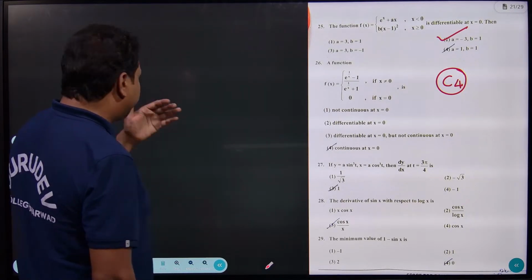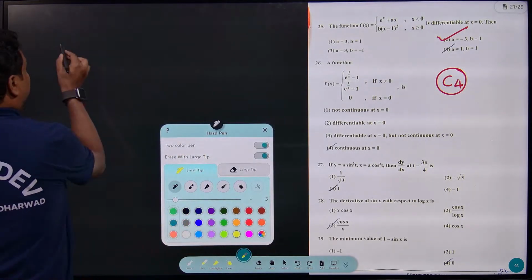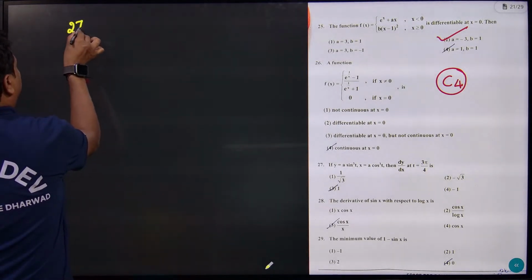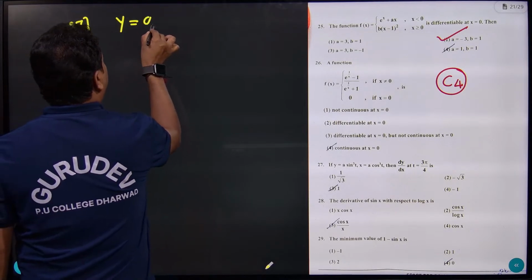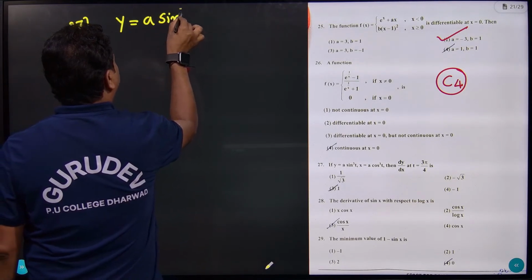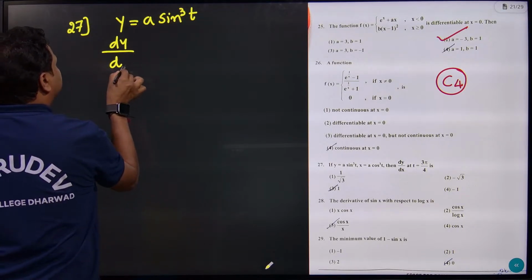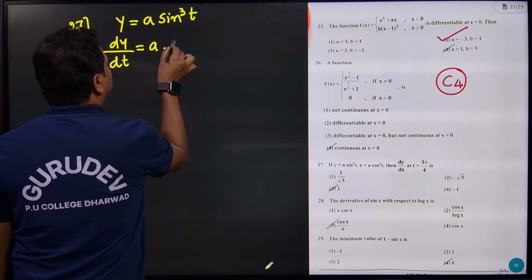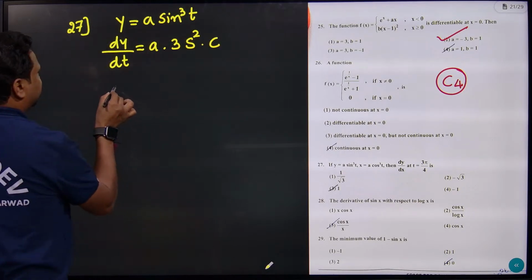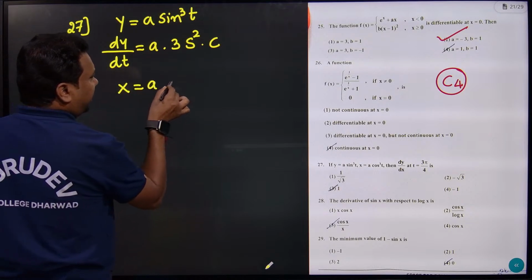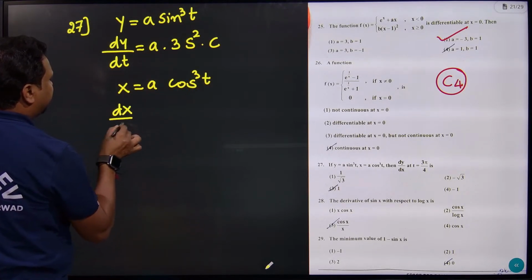Question 27 is asked on parametric functions. What do you mean by parametric functions? You know that. Okay, first let us solve y. y is given as a sin cube t. Differentiate it. dy by dt is equal to a as it is, 3 sin square t into cos t. I am taking a shortcut. x is given as a cos cube t. Differentiate this to get dx by dt.